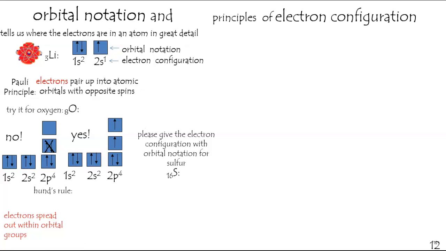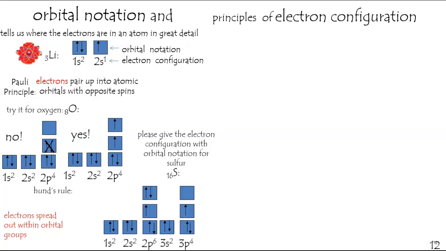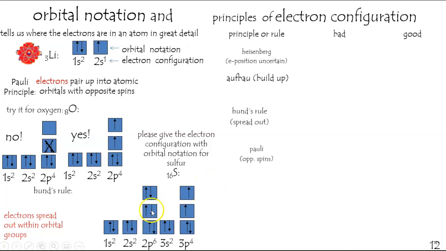Let's do sulfur. We're getting bigger now, up to 16 electrons. Ready? Electron configuration. 1s2, 2s2, 2p6, that's 10, 3s2, 3p4. Did we spread them out? Yes, we did. Are they spinning in opposite direction? Yes, they are. Is there an error? What the heck is this? There it is. I think I just forgot to put it in there. So that's the electron configuration with orbital notation for sulfur. Fine. That's orbital notation. It's not too bad.